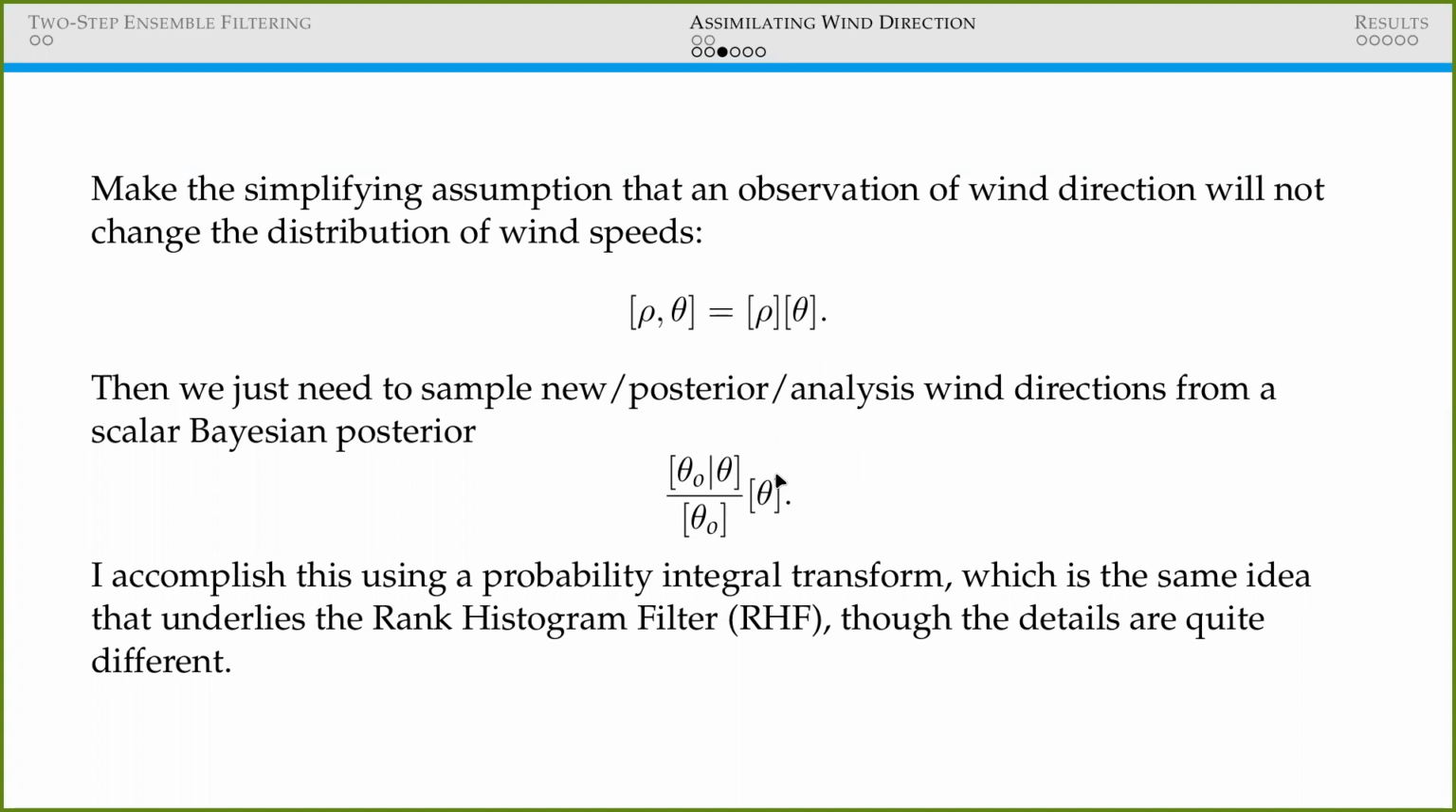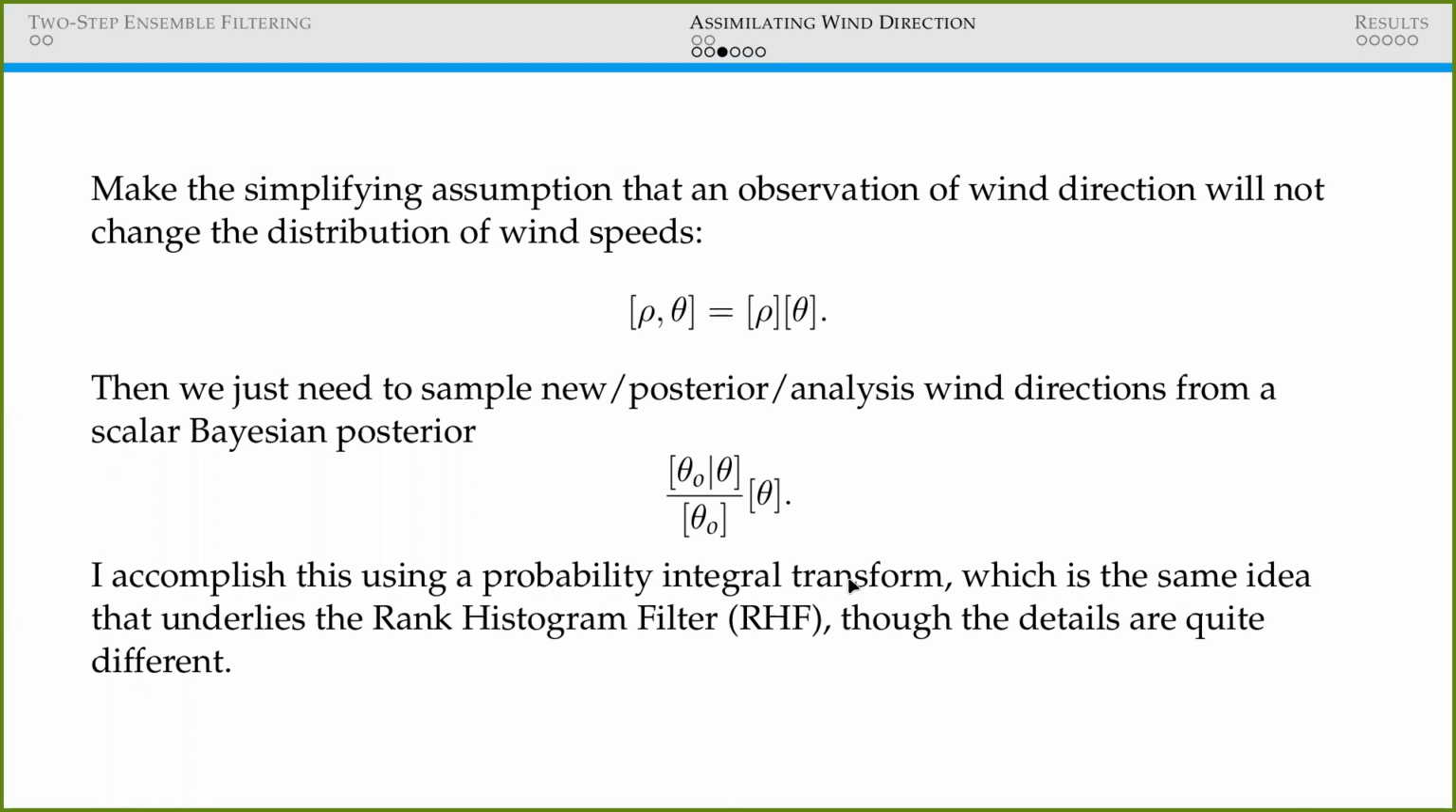I need to sample new directions given the observation. I need to sample those from a Bayesian posterior. But now I have a scalar problem. Instead of having a two-dimensional problem, rho and theta, I only have a one-dimensional problem on theta. And I can use sort of standard ideas to do that. One of the standard ideas for this is to use a probability integral transform. That's the same idea that underlies Jeff Anderson's rank histogram filter. The details of my filter are quite different from the details of the rank histogram filter, but the ideas of both of these things go back to probability integral transforms.